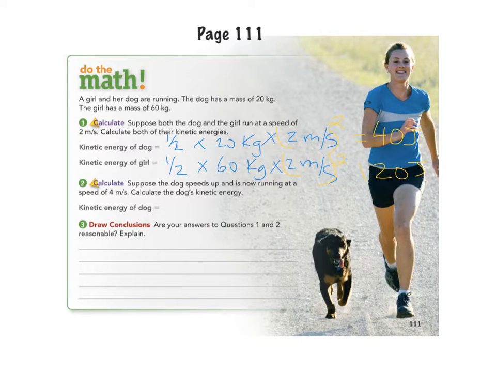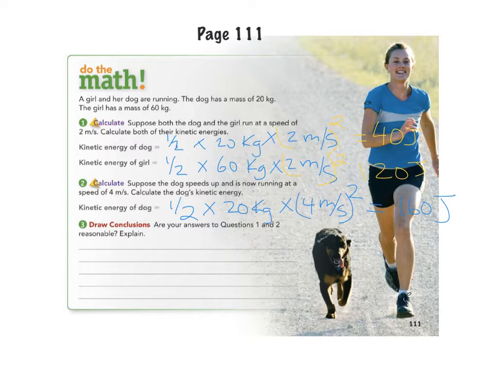Number 2, suppose the dog speeds up and is now running at a speed of 4 meters per second. Calculate the dog's kinetic energy. Well, we have to do the same formula, 1/2 times mass, 20 kilograms, but this time the dog is running at 4 meters per second, and I'm not going to forget to square that this time. So 4 squared is 16 times 20 times 1/2, we're going to get 160 joules.